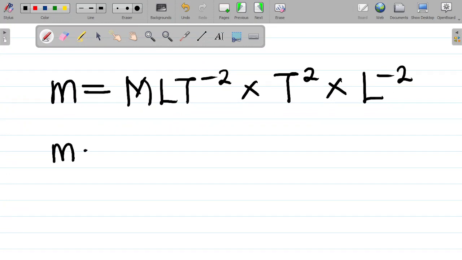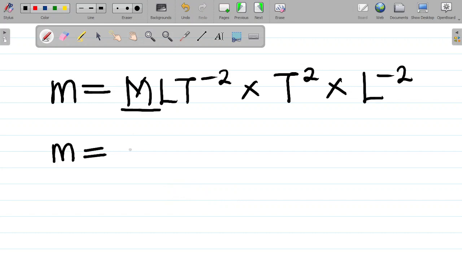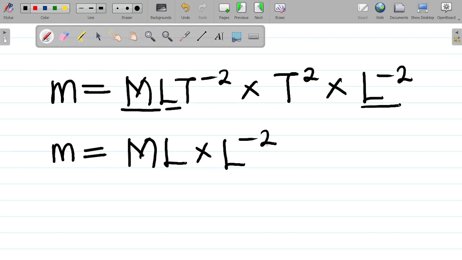From here, m would be equal to... in arranging this, don't forget that the system of dimension we're using here is called the MLT system, which means I'll take mass first, and then length, and then time. Starting with mass, I have this one here, m, so it becomes m. Taking length, we have l, so it becomes l. We also have another length here, so times l to power minus 2.